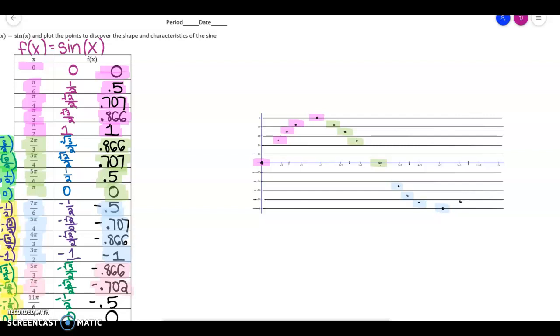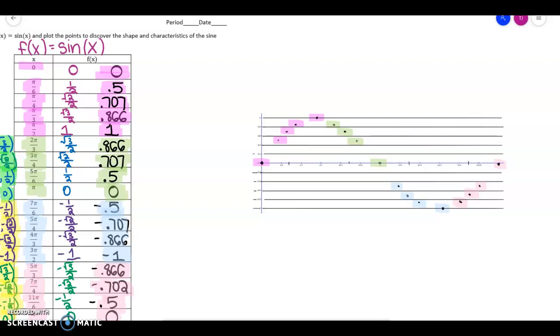Then at 7 pi over 4, we're going to be at negative 0.7. At 11 pi over 6, we're back at negative 0.5. And finally, if we go all the way around to 2 pi, we're back at a y value of 0. All right, so we just finished plotting all of these points through quadrant 4 and finishing at 2 pi.